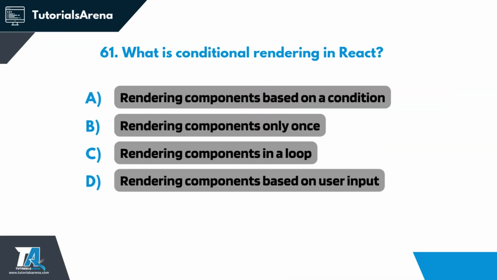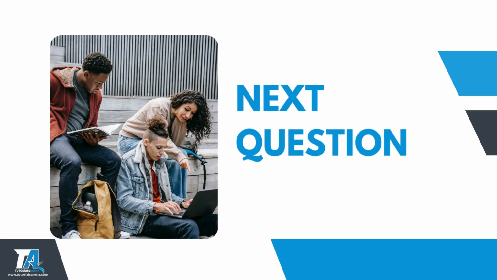Question 61. What is conditional rendering in React? The options are Option A, rendering components based on a condition. Option B, rendering components only once. Option C, rendering components in a loop. Option D, rendering components based on user input. The correct answer is Option A, rendering components based on a condition. Moving on to the next question.